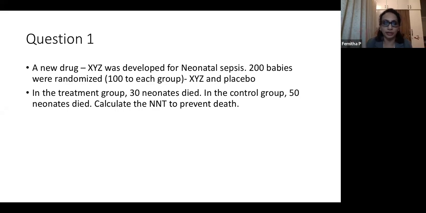You will interpret it as: you would need to treat 5 babies with XYZ in order to prevent death in 1 baby with neonatal sepsis. And this NNT is quite good. For a therapeutic drug, a lower NNT is good, and this drug seems to be working well. That's my first question.